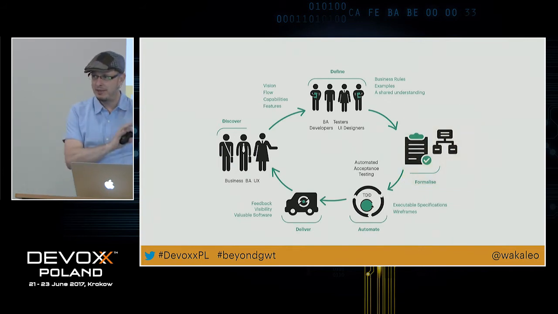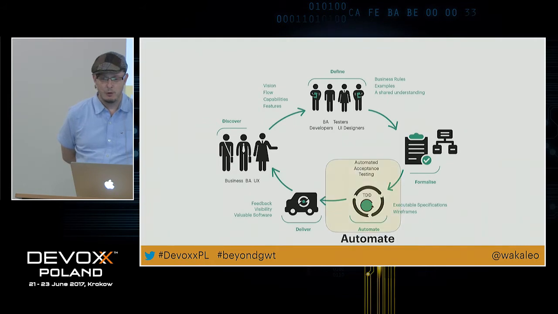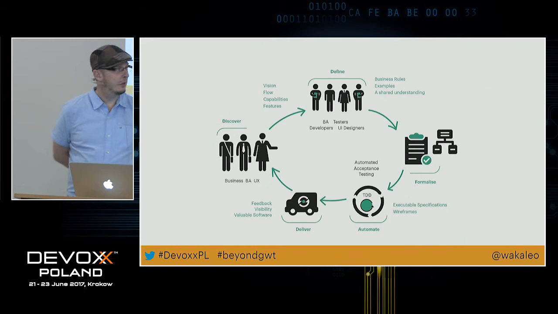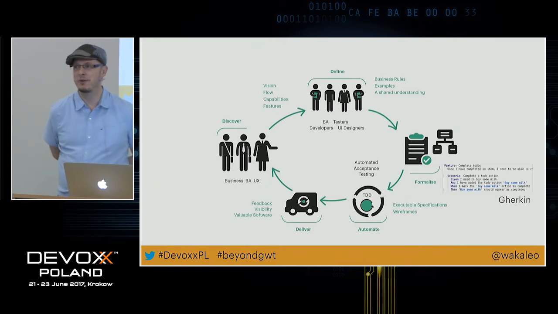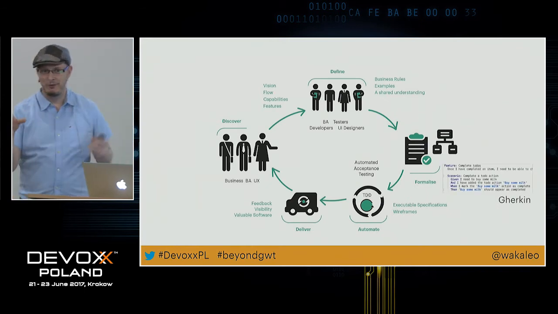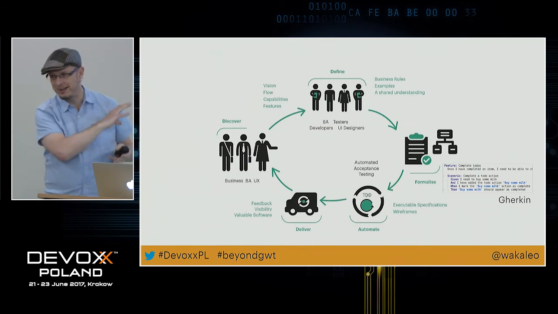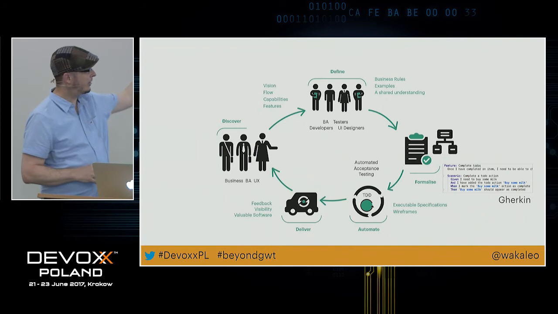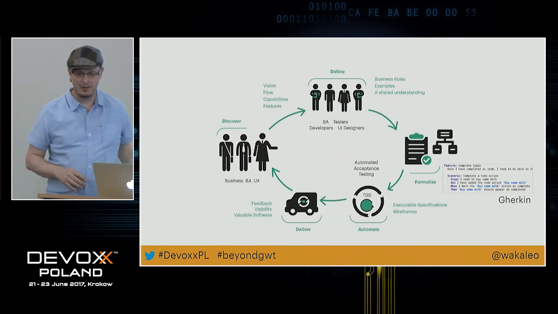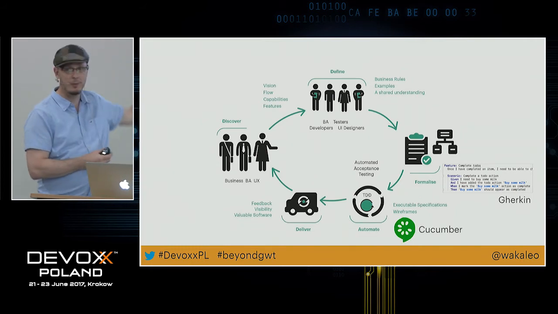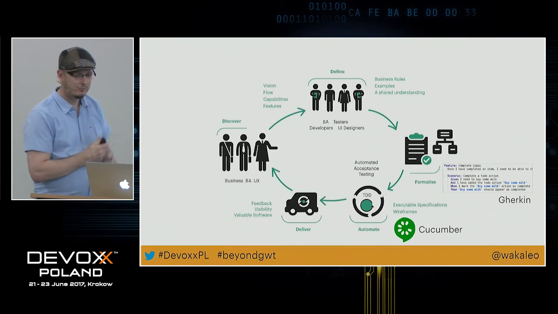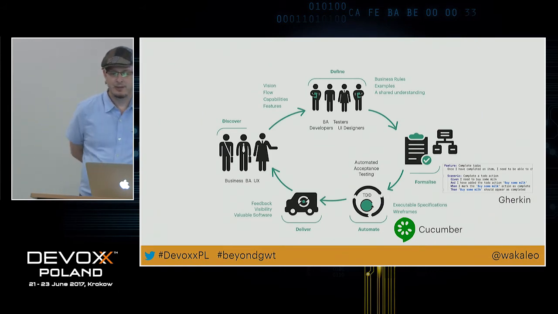Once you have formalized, then it becomes easy. You automate and you deliver. Now it's not easy, but from the perspective of this talk, that's not the complicated bit. That's not the interesting bit. Now, where does Gherkin happen? Gherkin happens in the formalize stage. So you can see it's quite far down in the process. And Cucumber happens in the automate phase.